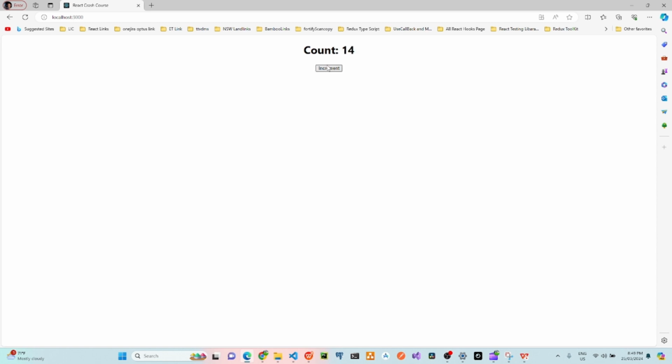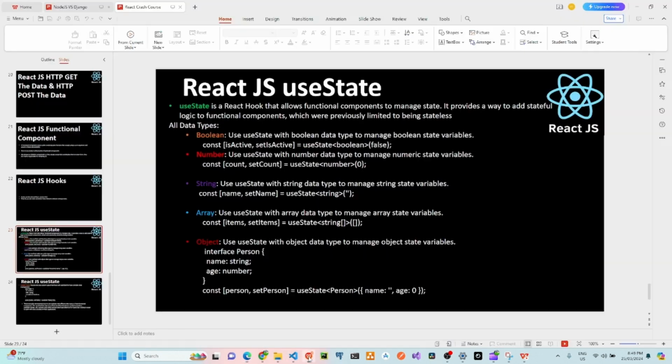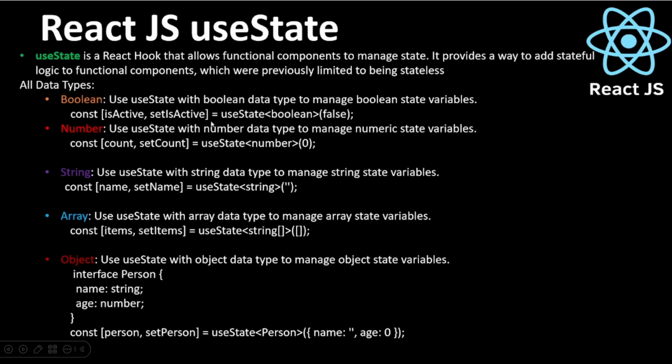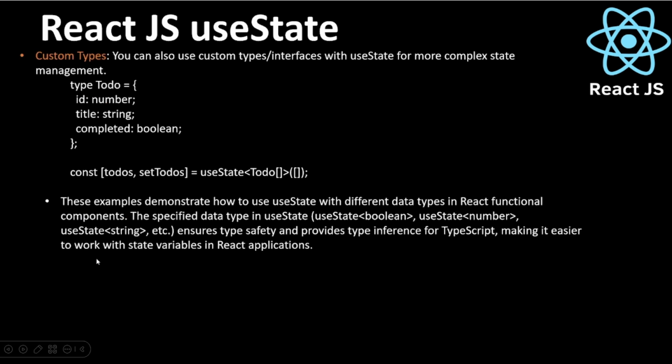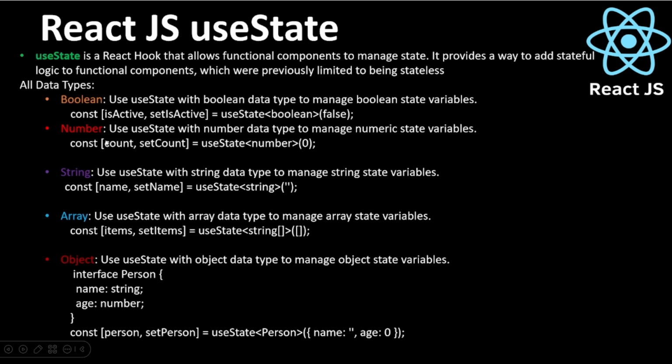That's all, guys. So I hope you're understanding this one. As I mentioned, we have different types, guys. If you want to practice with Boolean, or with string, array, object, or custom types, you can try it yourself, guys. And this is the way you can use it. The useState is a React hook that allows functional components to manage state. It is mainly for state, guys.